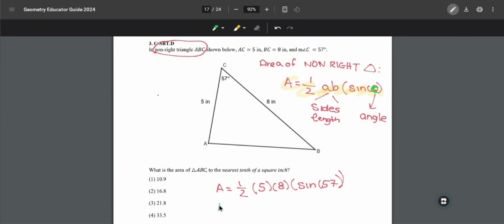So when I put this into my calculator, I'm going to get 16.77341136. Because it says to the nearest tenth of a square inch, my area is going to be 16.8 inches squared. And that's going to be answer choice number 2.